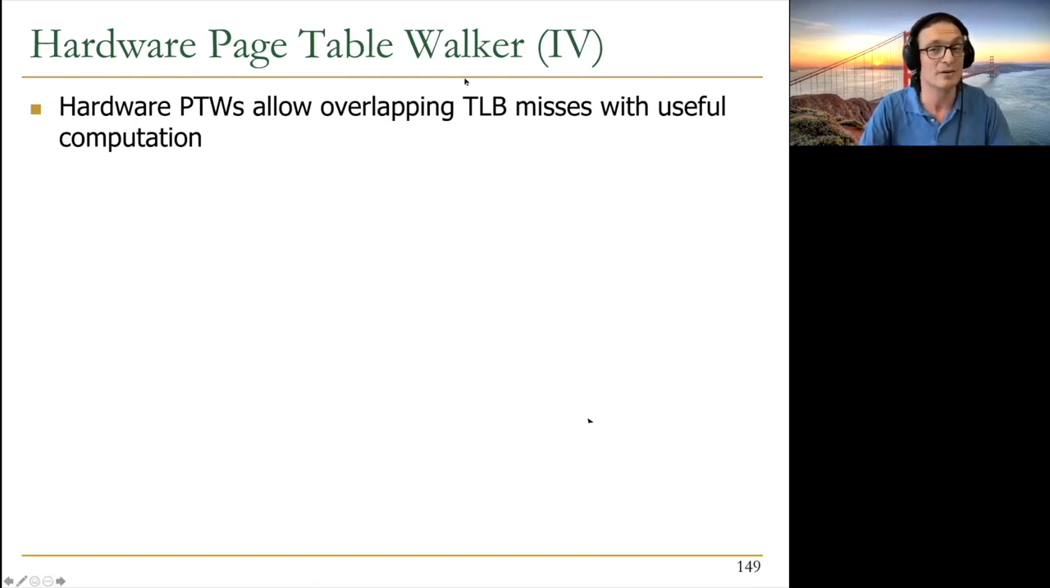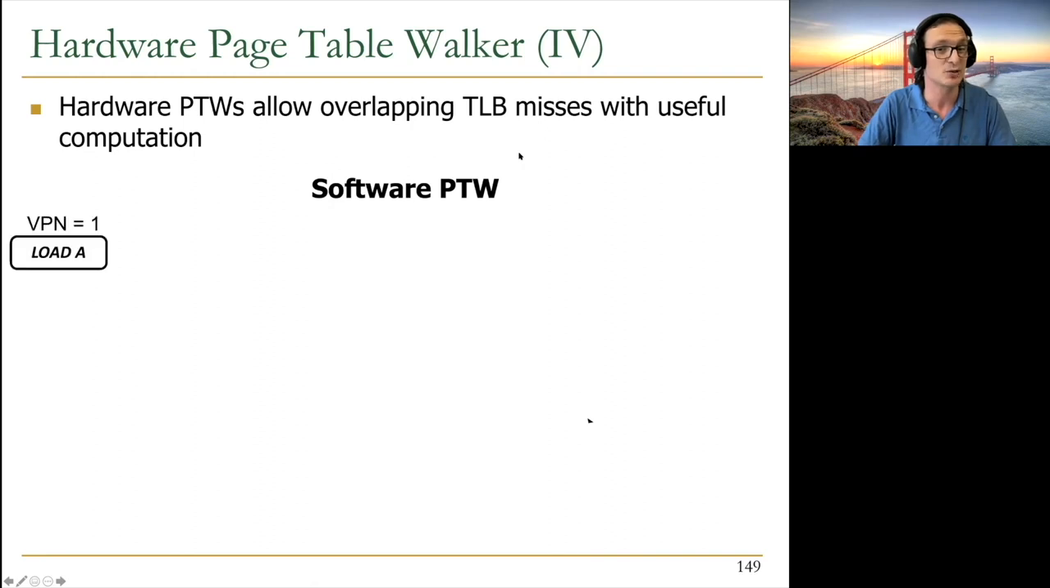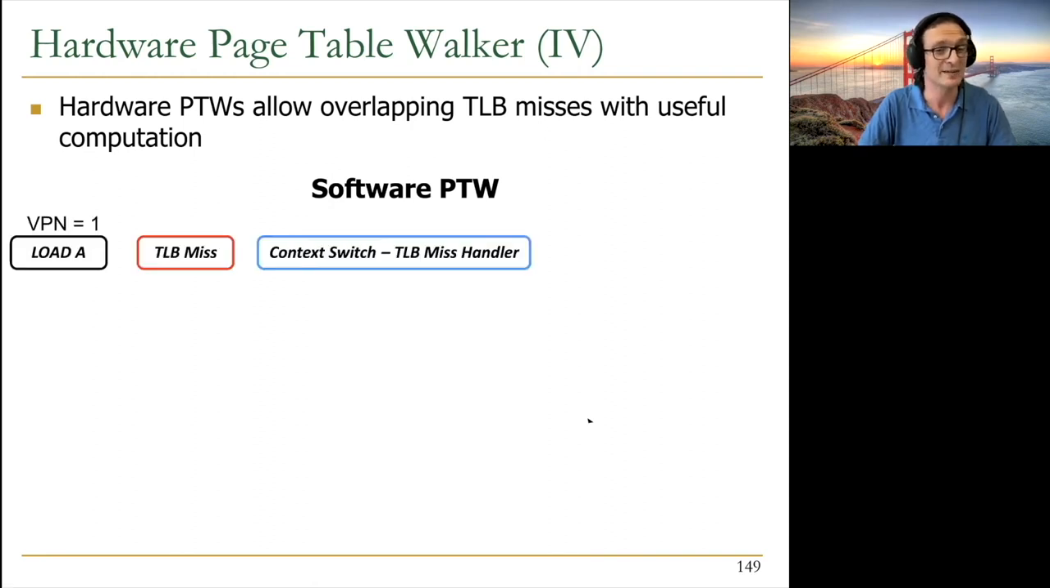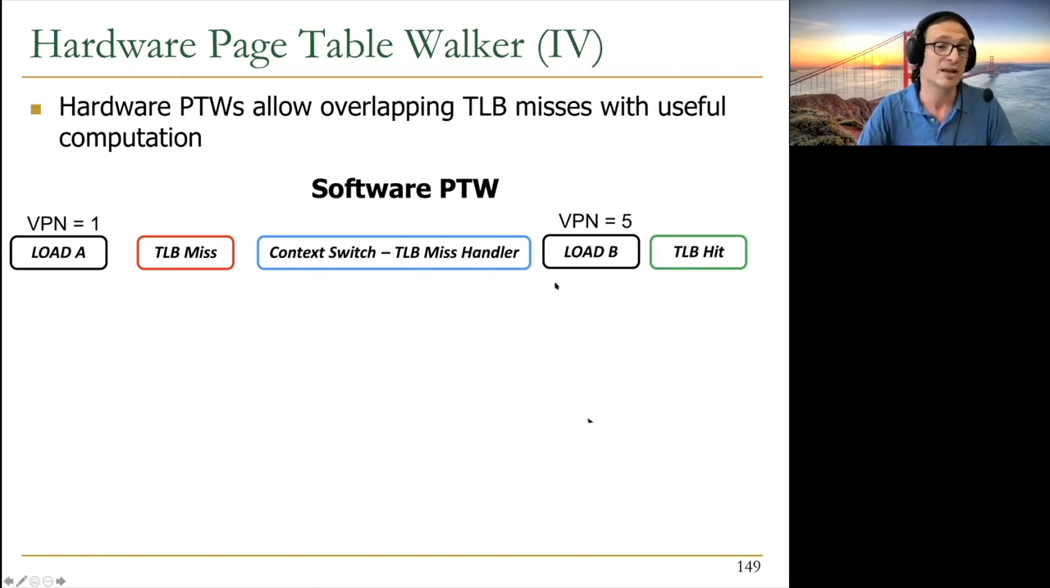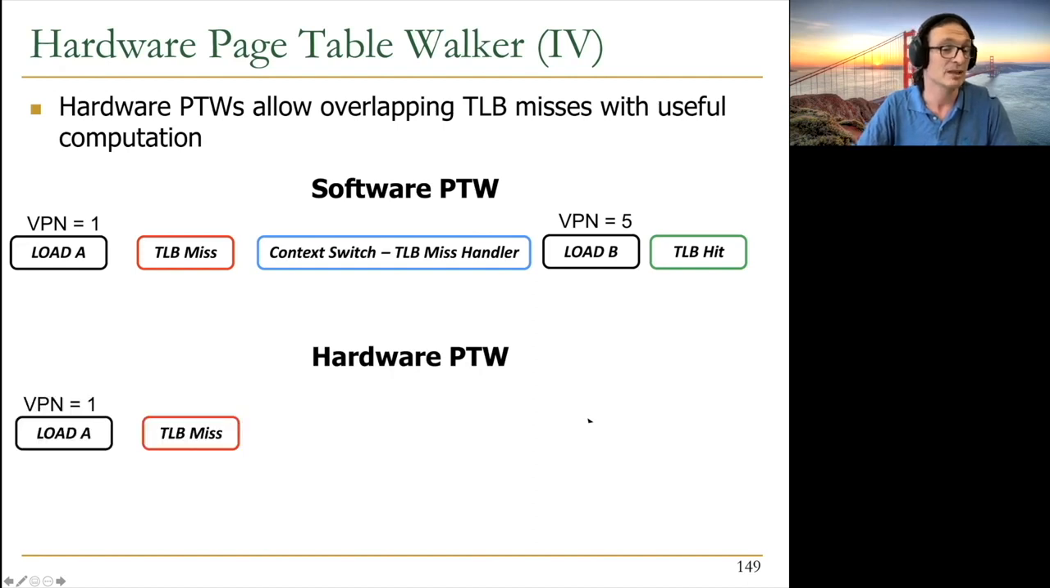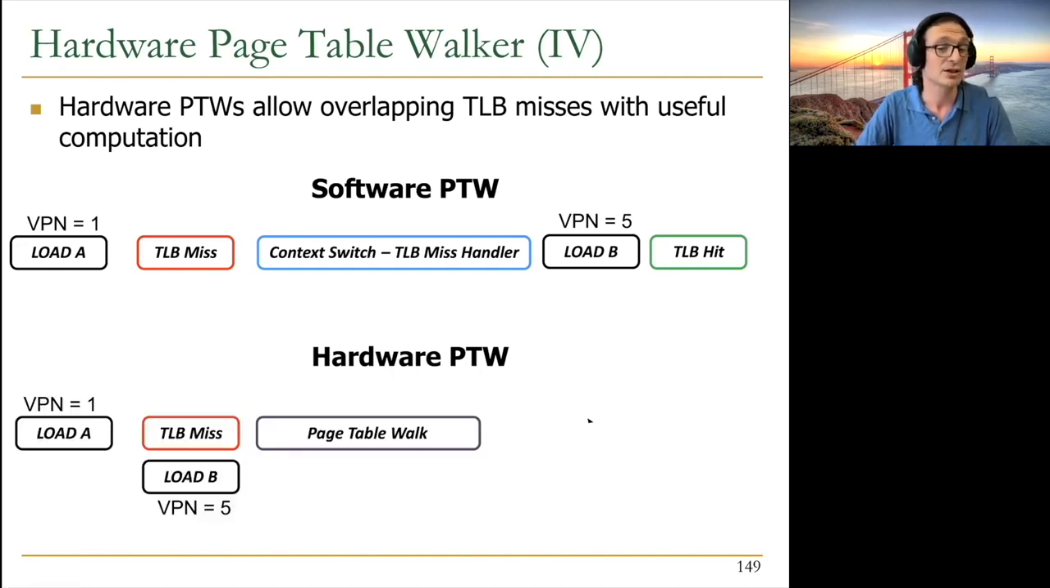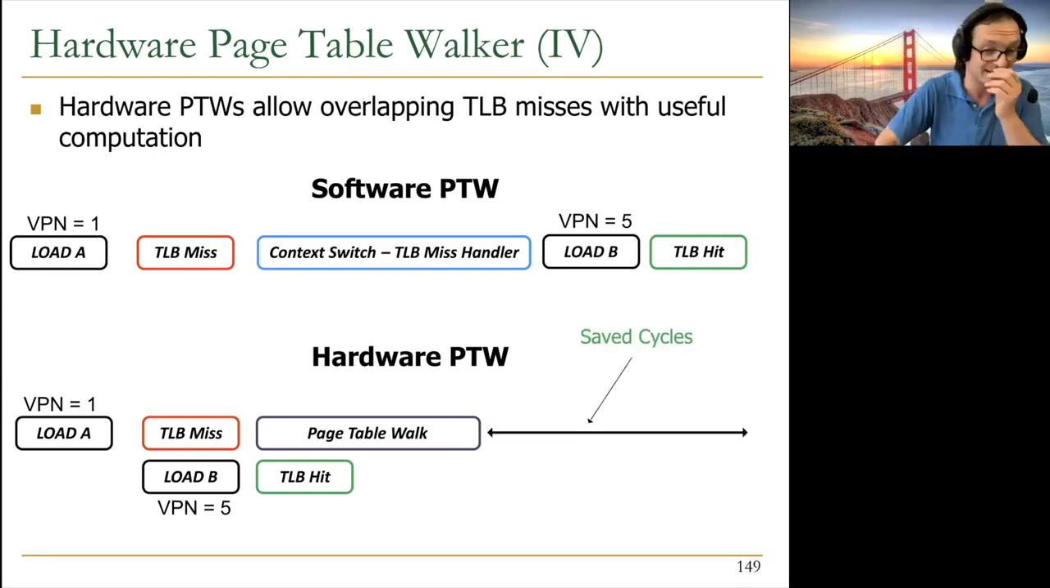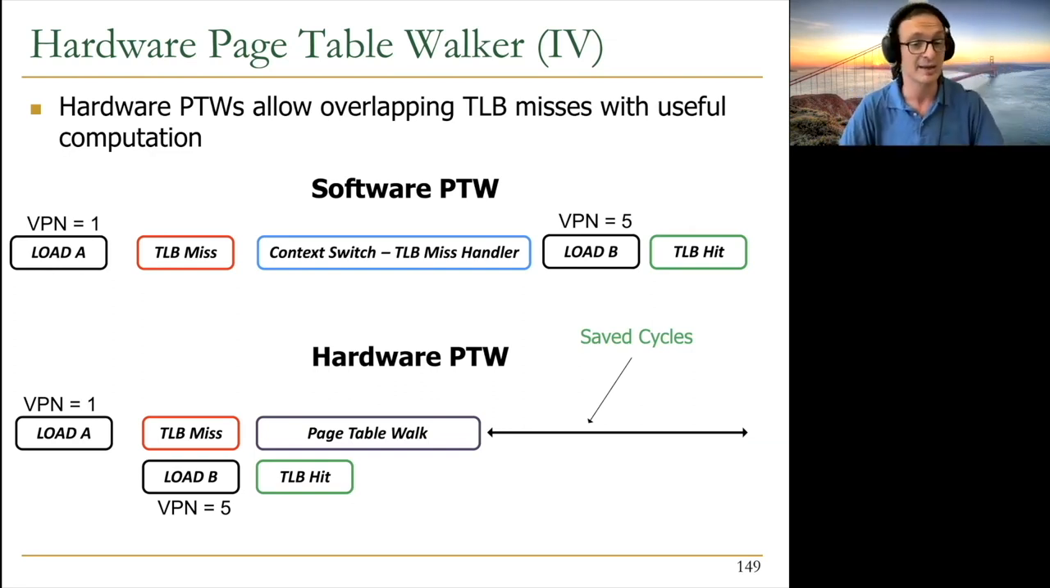It allows overlapping of many TLB misses with useful computation. So if you do the software TLB miss handling, you need to context switch to a TLB miss handler, and then you do a load B. You cannot handle this TLB hit because you have a context switch, right? With a hardware page table walk, on a TLB miss, concurrently, you can handle other TLB hits, so you can do out-of-order execution, and you can get the full benefits of out-of-order execution, etc. So you save a lot of cycles with hardware TLB miss handling. It's also called a page table walk, basically.